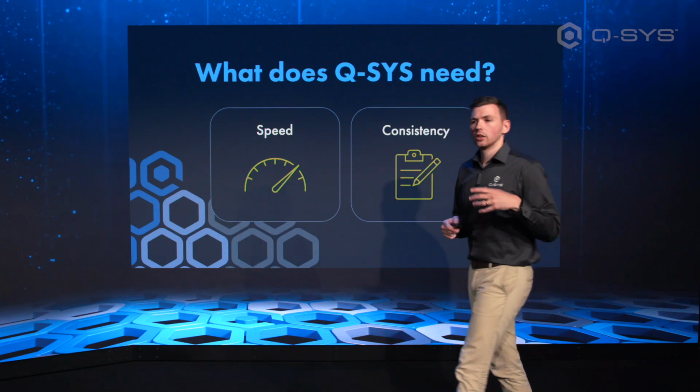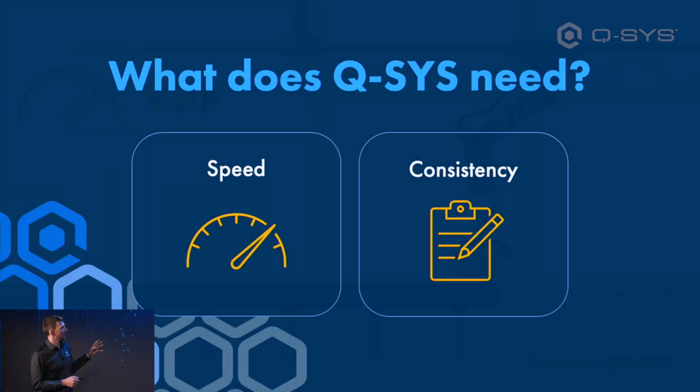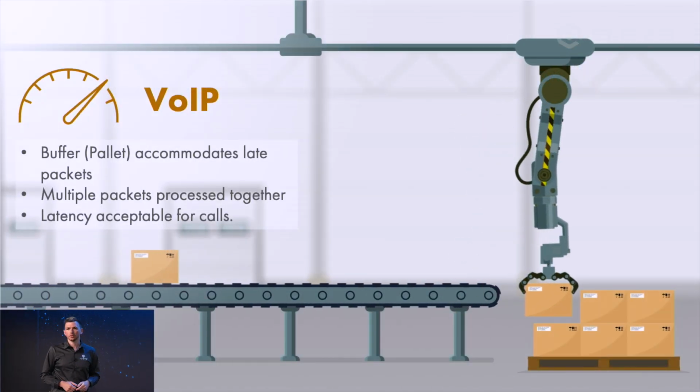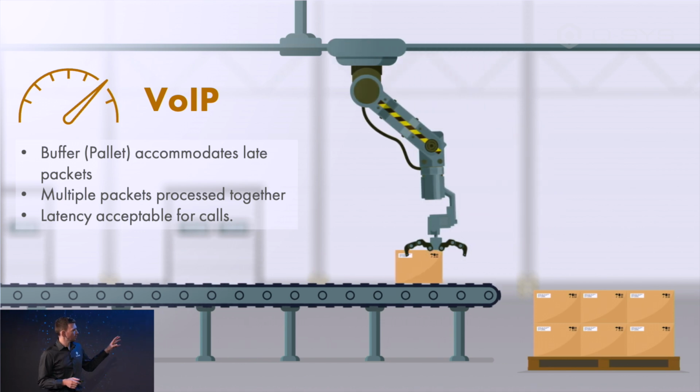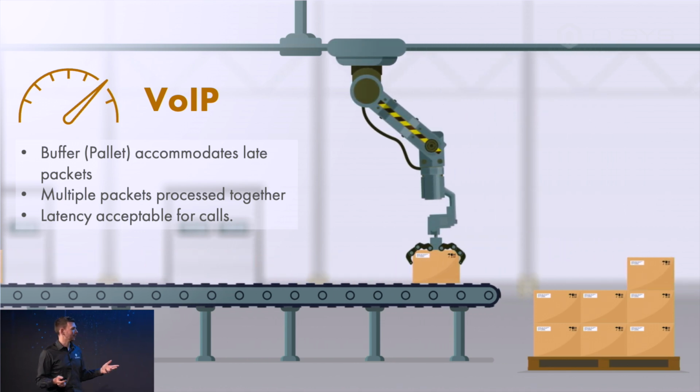Now, a nice way to look at an analogy of this is to look at technology that's probably quite familiar to you IT professionals out there, something like VoIP, which of course is also another audio over IP protocol, but it's a little bit different. And I've put together this little analogy to help us understand this, okay? Here you've got boxes coming through the factory, and think of each box as an audio packet, okay?